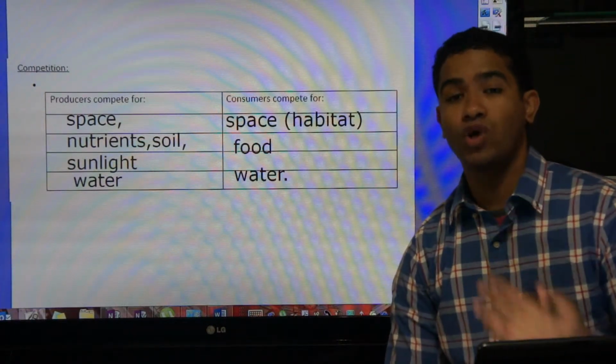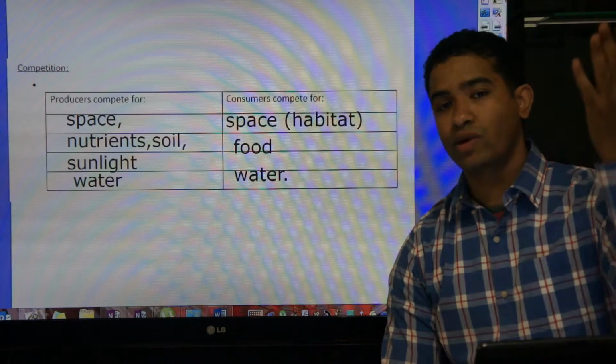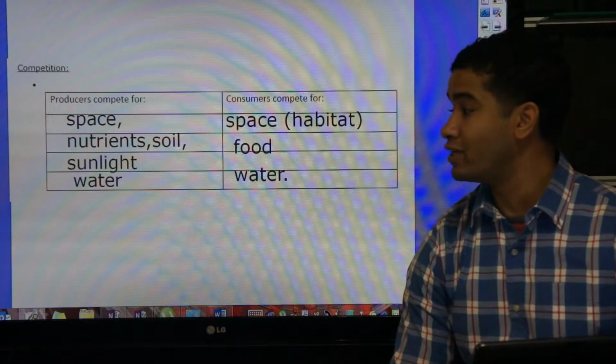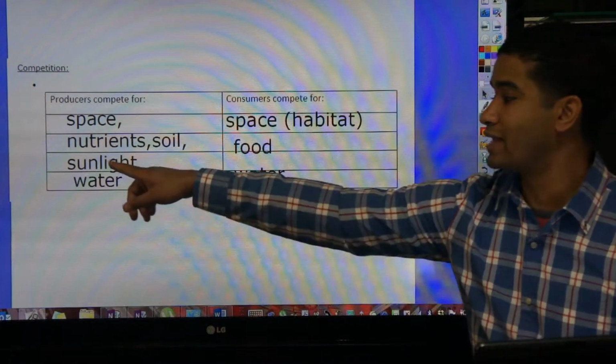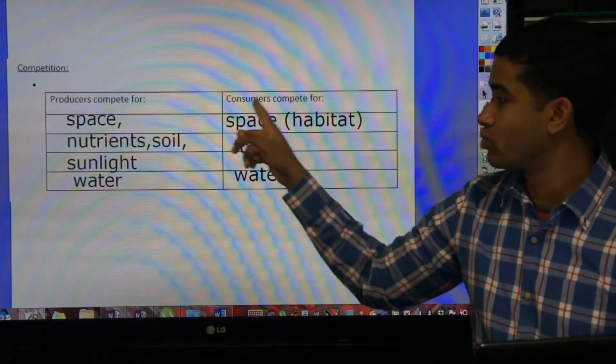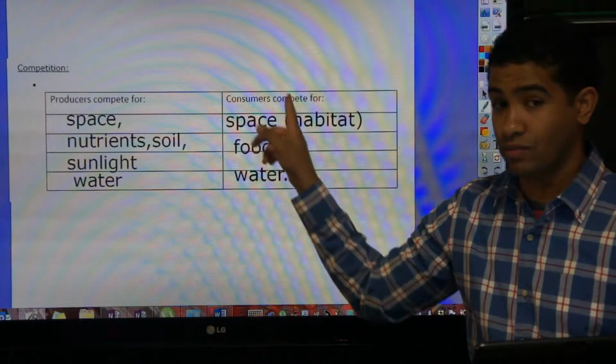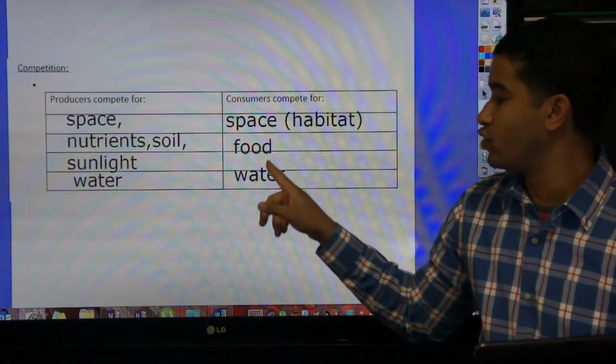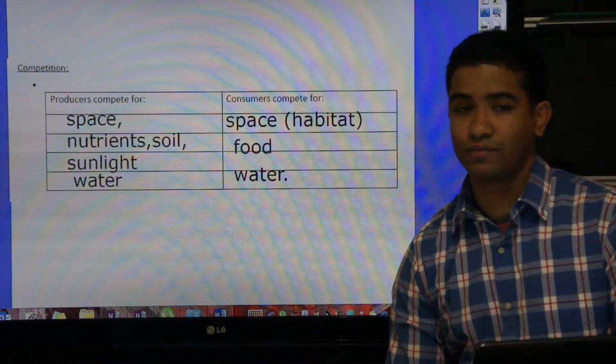So some trees grow taller than other trees, and they keep trying to outgrow each other so they get more sunlight. So they do compete for sunlight as well as water. Consumers are animals, and they compete for space, for food, and for water as well.